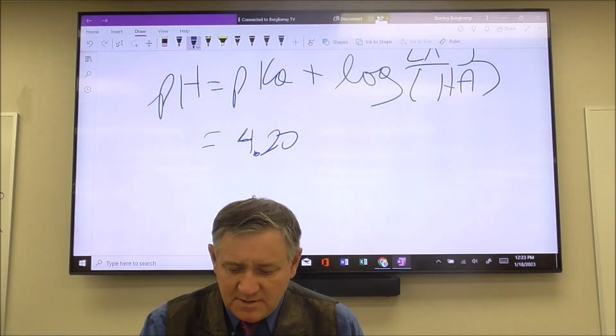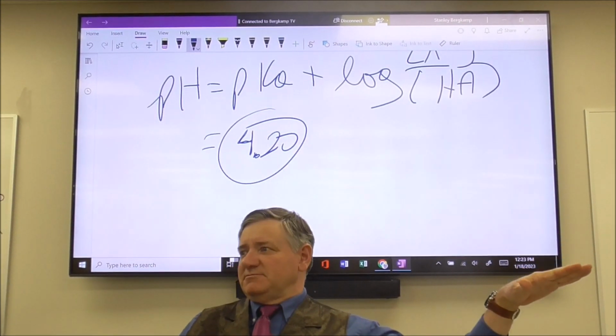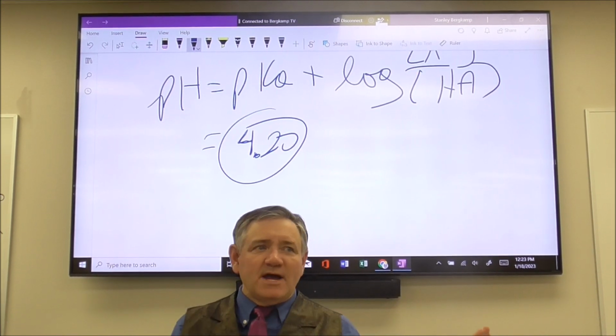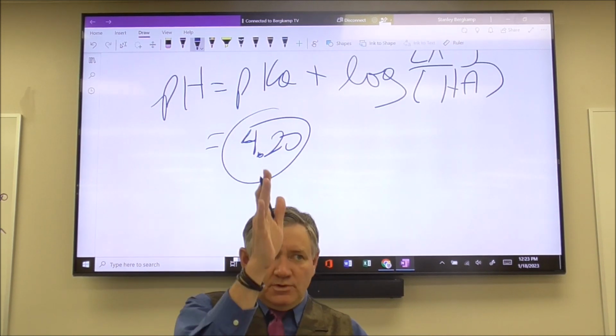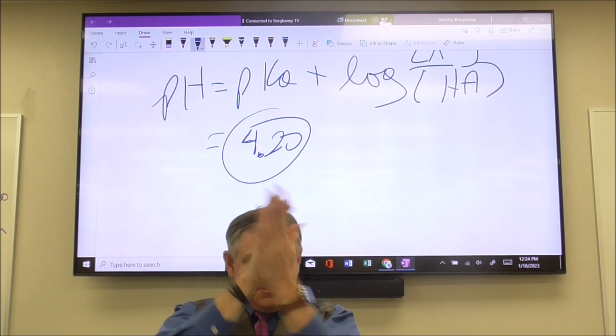So here's the beauty of this method. That pKa is never going to change. Okay? It is never going to change. Once you do that calculation, you never have to do it again. It's done. 4.20. This is like the root of the tree, and everything is going to branch off from this. 4.20. Boom. Here we go.